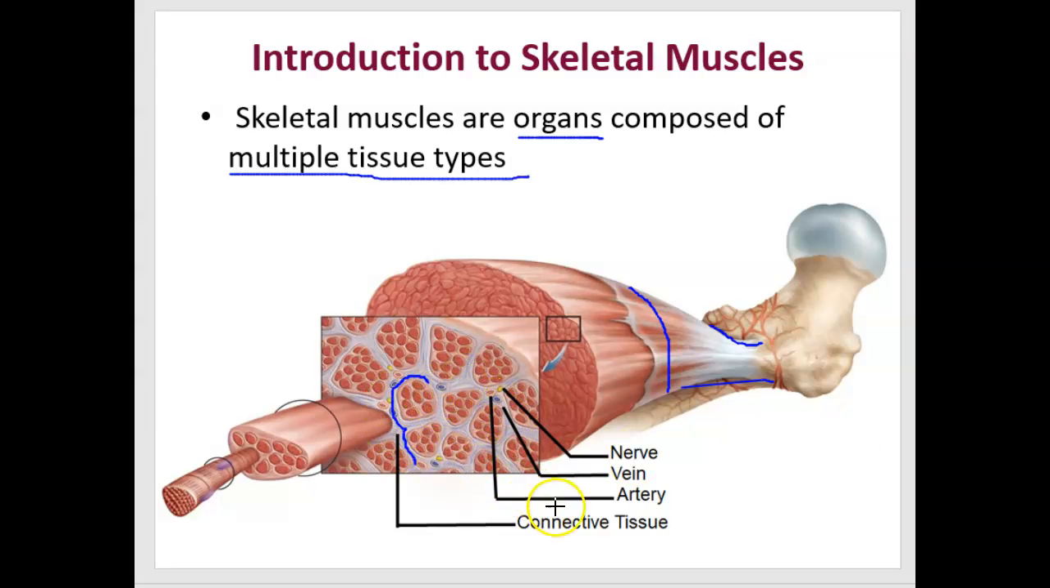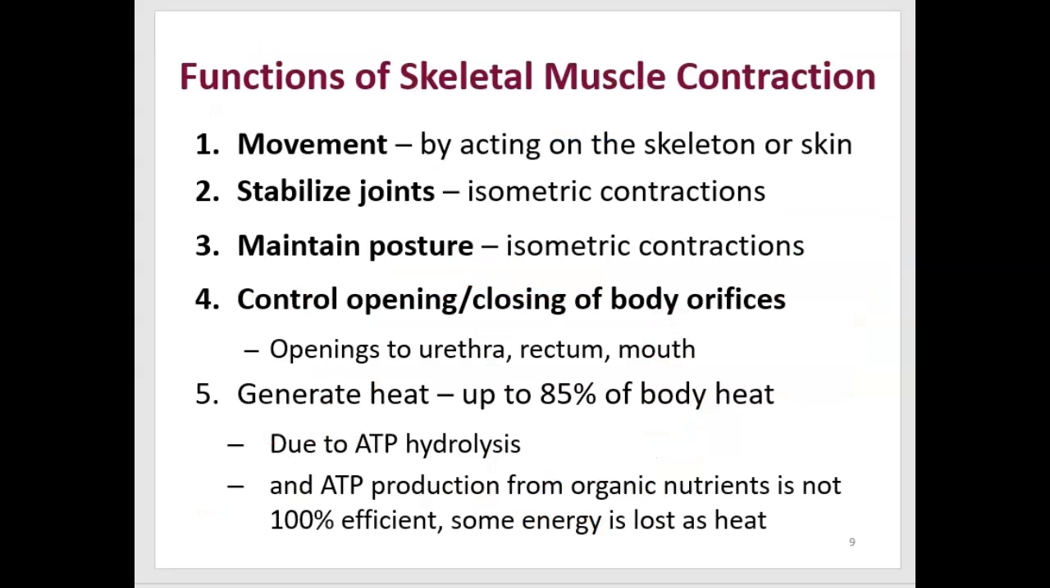In addition, there are blood vessels embedded within that connective tissue, like arteries and veins. So there's blood tissue, and of course there must be smooth muscle in the wall of those vessels, and the vessels are lined by epithelial tissue. In addition, nerves are present to stimulate the muscle cells to contract. So we have all the basic categories of tissue. We're going to look at how skeletal muscles function in this unit, and so we should know what their functions are.